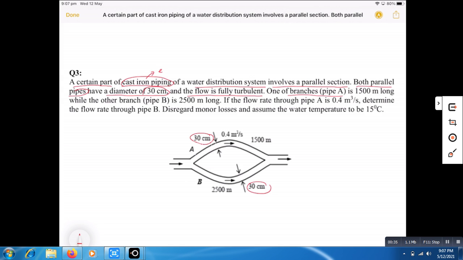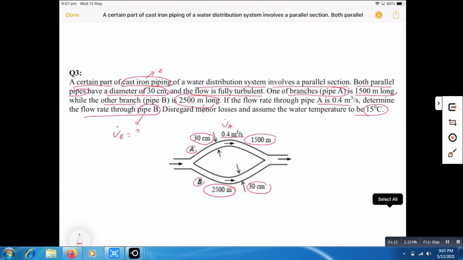One branch, type A, is 1500 meters long, while the other branch, B, is 2500 meters long. If the flow rate through pipe A, the volume flow rate VA, is 0.4 meter cube per second, you find the flow rate through pipe B, you find VB. If you ignore the minor losses and assume that the water temperature is 15 Celsius.